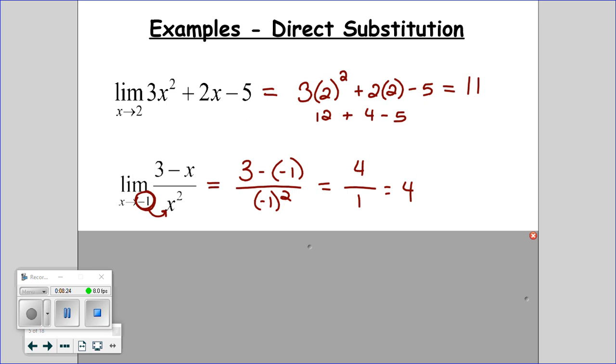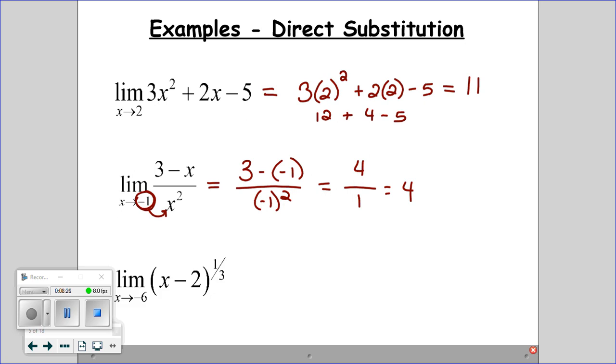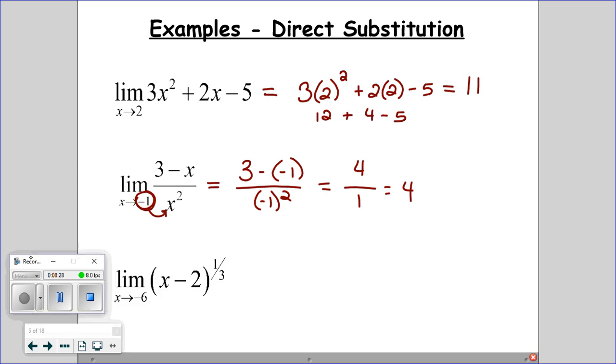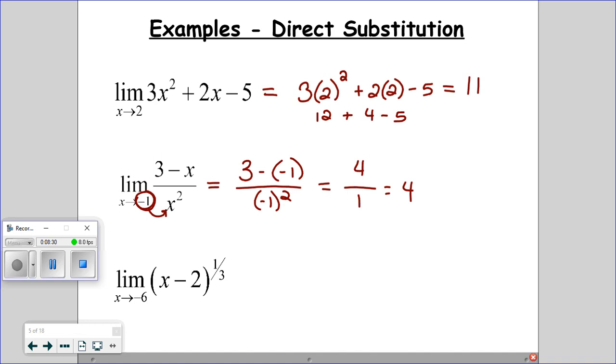Questions? Okay, the last one I just want to talk to you about is that sometimes domain restrictions can hide in the formatting. So something like this, x minus 2 raised to the 1/3, I put this one on here so that we can remember. Sometimes we want to alter the formatting of our problem to be able to see things like domain restrictions or to be able to simplify out or whatever.